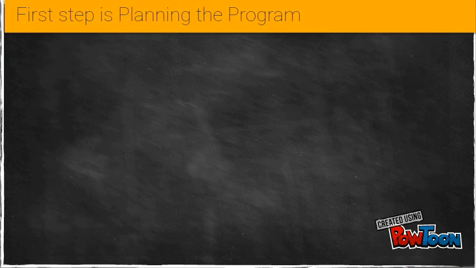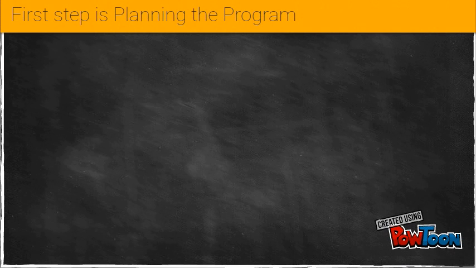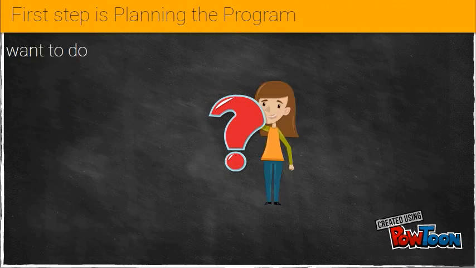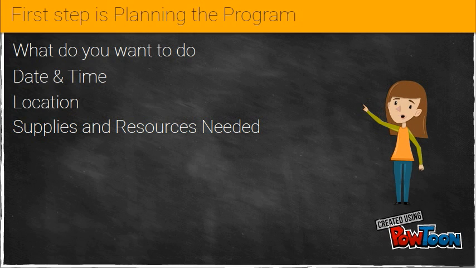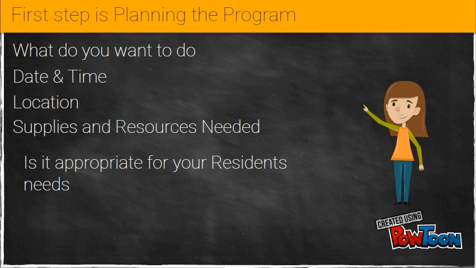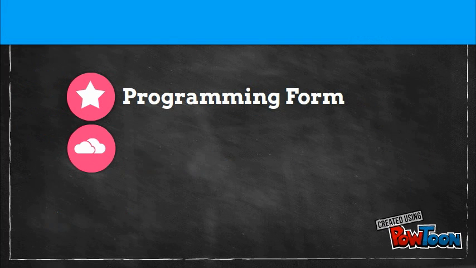So the first step is planning the program. You should have these questions answered. What do you want to do? Time and date decided. Location. Supplies and resources you need. Is it appropriate for your residents? And expected attendance. If you know those answers, you can create a programming form in ERAS Life.